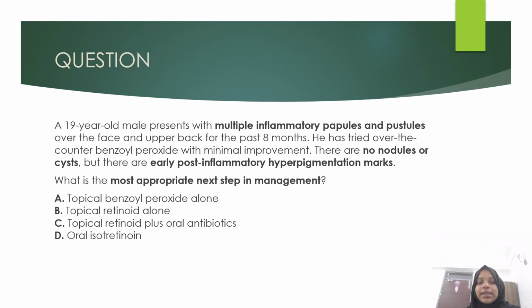Next question, a 19-year-old male with multiple inflammatory papules and pustules over the face and upper back for the past 8 months. He has tried over-the-counter benzoyl peroxide with minimal improvement. There are no nodules or cysts, but there are early post-inflammatory hyperpigmentation marks. What is the most appropriate next step in management? So this is a case of acne.